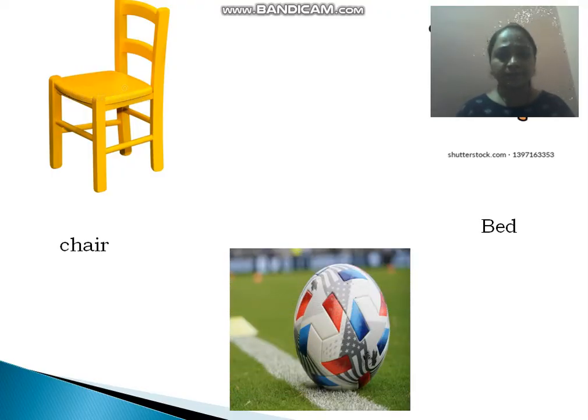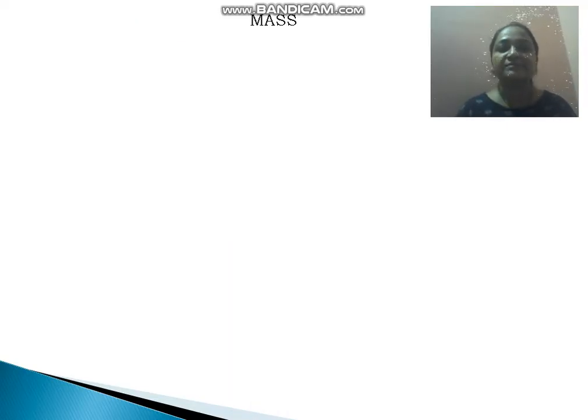Who can tell me about this? Yes, it's simple. It's a chair. Yes, this is a bed. Right, football. But why am I showing all these images? Because all these images are examples of mass. Right, students. So see, what is mass?